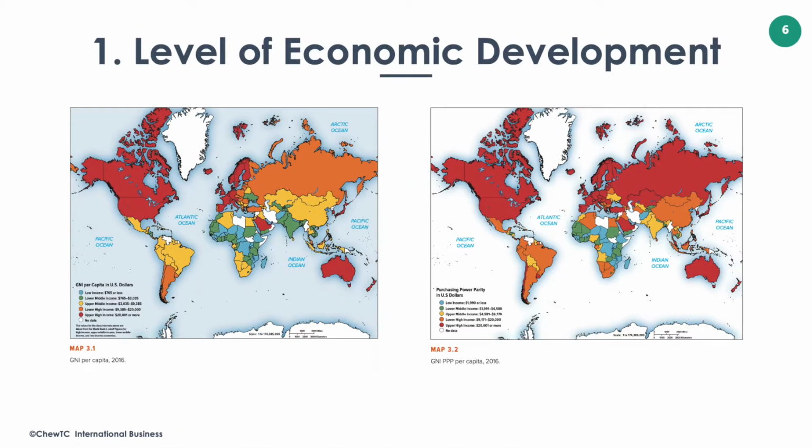This slide shows the image of GNI per capita and GNI PPP per capita throughout the world. So we can see that different colors indicate different levels of GNI per capita and GNI PPP per capita. Different countries have different levels of GNI and GNI per capita.